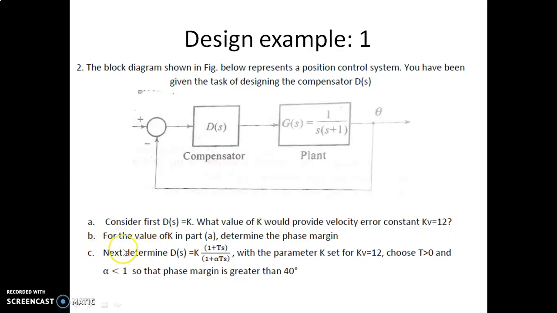The second part: for the value of K found in part A, determine the phase margin. So without considering the compensator, with K as the gain, find the phase margin. Then the actual phase lead network is considered with the value of K set in the previous part, and we are asked to design this compensator for a phase margin greater than 40 degrees. This is the expected phase margin after compensation.